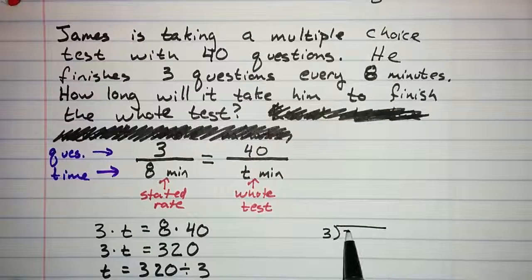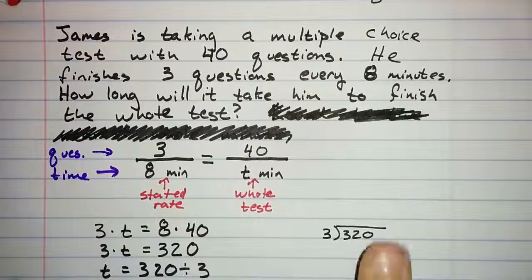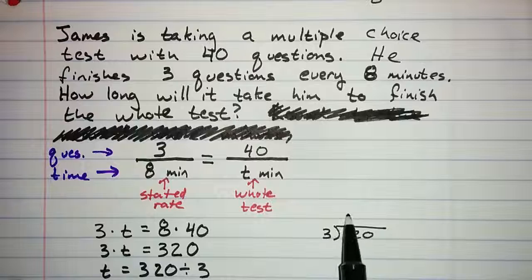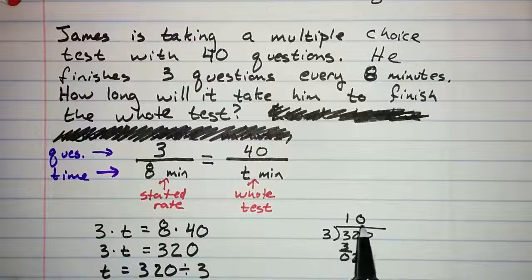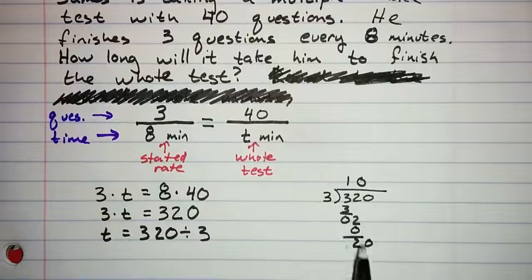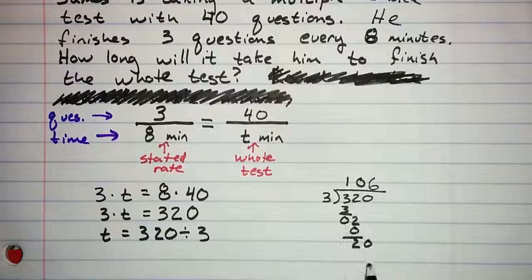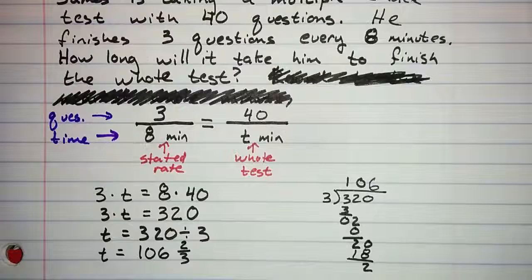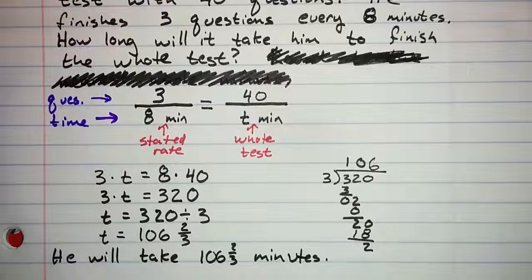3 goes into 320. 3 goes into 3 once. 3 goes into 2 no times. 3 goes into 20 6 times. And I'm going to answer as a mixed number because I'm sick of dividing. It's 106 2/3. He will take 106 2/3 minutes.